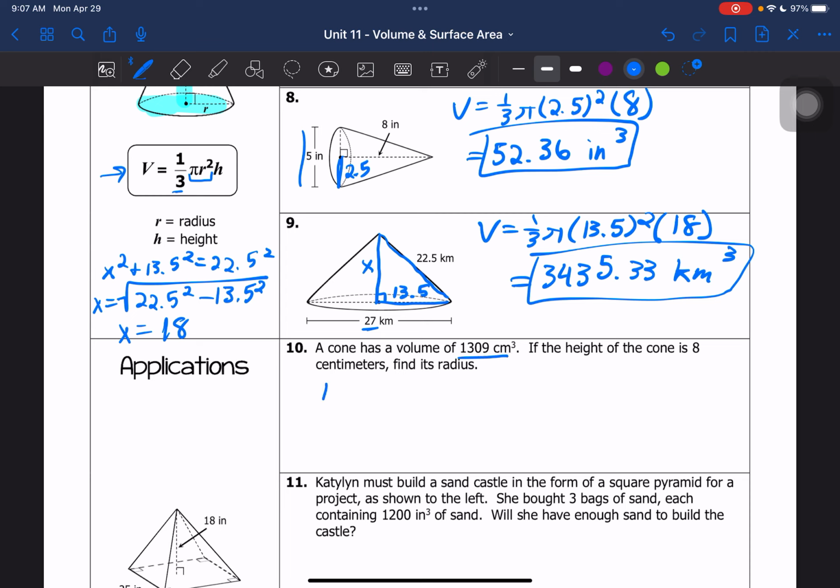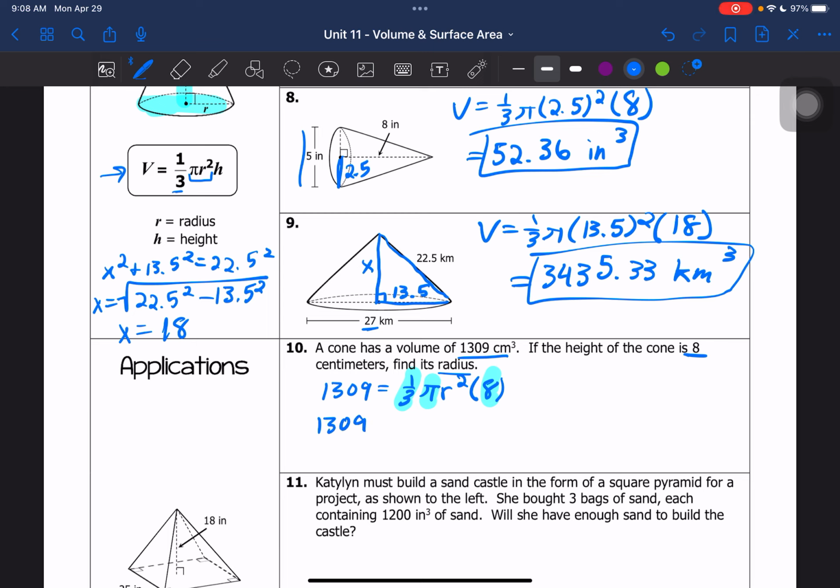This is our volume, so 1,309 equals 1/3 times pi. I don't know the radius, so I'm just going to leave that as r squared. And then I do know that the height is 8, so I'm going to put that in parentheses. And what I would want to do now is solve this as if it was an algebra equation for r. So what I can do is simplify everything around the r. So take 1/3 times pi times 8. And that would give you that number that we can put next to the r squared.